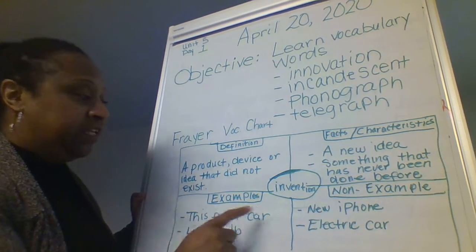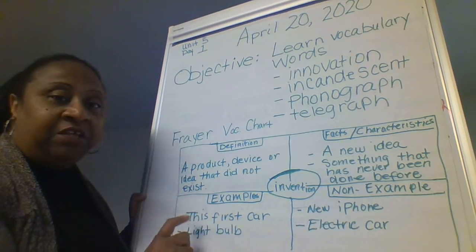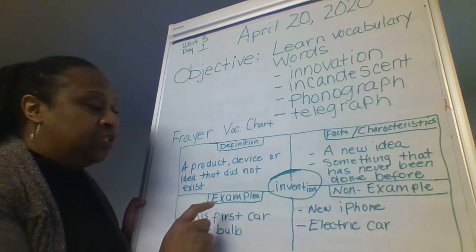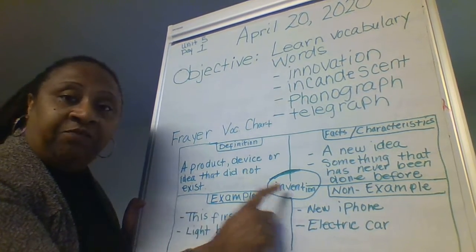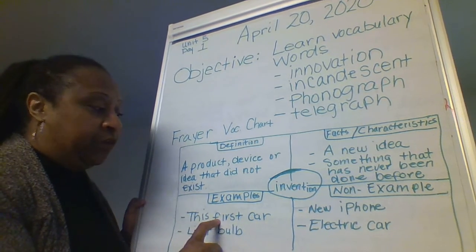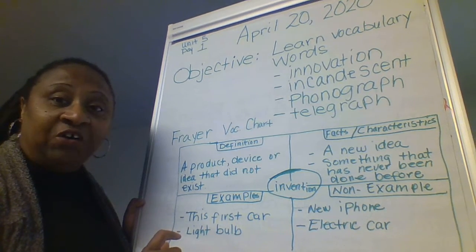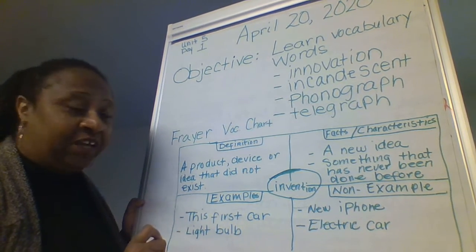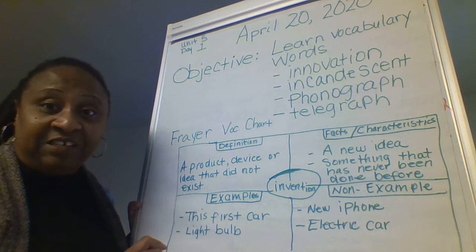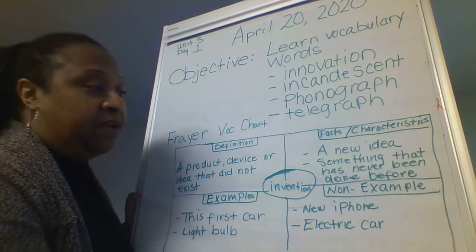Okay, now let's move to the third square and let's see what it wants us to put in here. It wants an example. So I would give an example of an invention. So one example is the first car. The first car, that was an invention, okay? What about the light bulb? That too was an invention, all right? So now let's move to the last box.